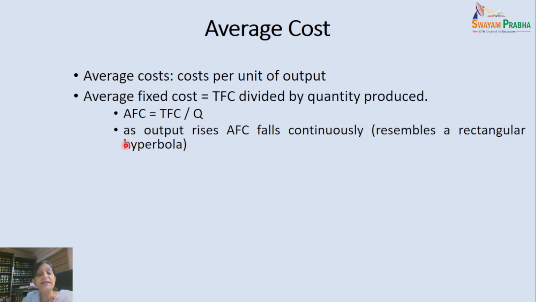When we see the curve, or how this cost behaves, we will see that as output rises, average fixed cost will fall continuously. Why? Because the numerator, which is the total fixed cost, is constant. There is only a change in the denominator. Therefore, average fixed cost will continuously fall and it will resemble a rectangular hyperbola. And also remember, average fixed cost will never touch the x-axis, showing that output will not be 0. So it will keep on declining, but it will never become 0.